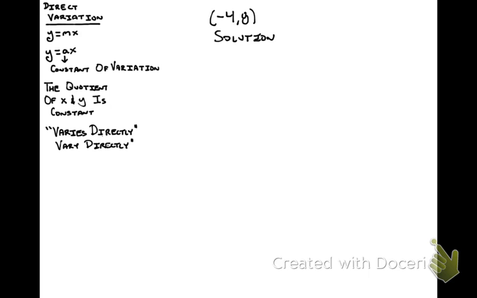Well, since we're told it's going to be a direct variation, we're going to be using the equation y equals, your book uses ax, and we're told specifically that y is 8 and x is negative 4. And so hopefully you can see it's now very easy for us to solve for a. If we divide both sides by negative 4, we'll find that a equals negative 2. This is the constant of variation. Once we know the constant of variation, we can have our equation. y equals negative 2x.